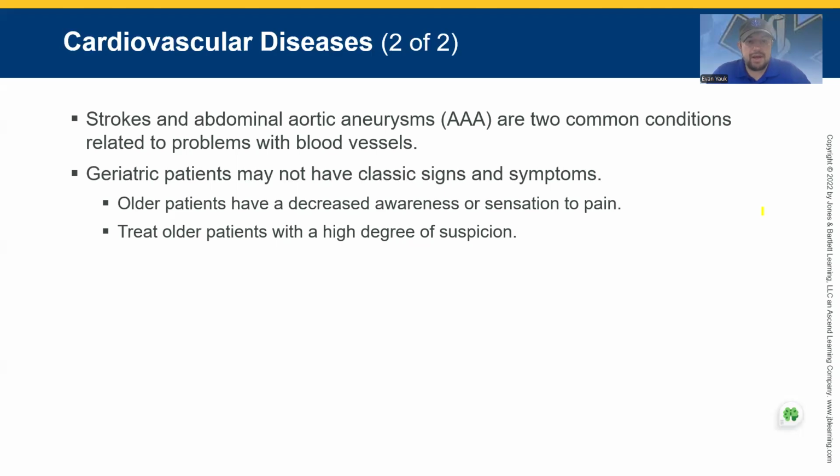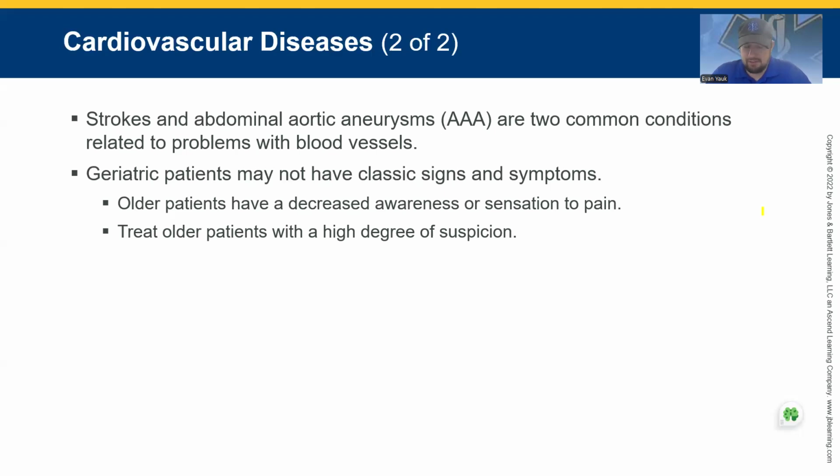Geriatric patients may not have classic signs and symptoms. Older patients have a decreased awareness of sensation of pain. We talked a little bit about that. Treat older patients with a high degree of suspicion. This is where our history and our vital signs are going to be key. They might not be able to tell you how bad it truly is, so we have to use our knowledge.